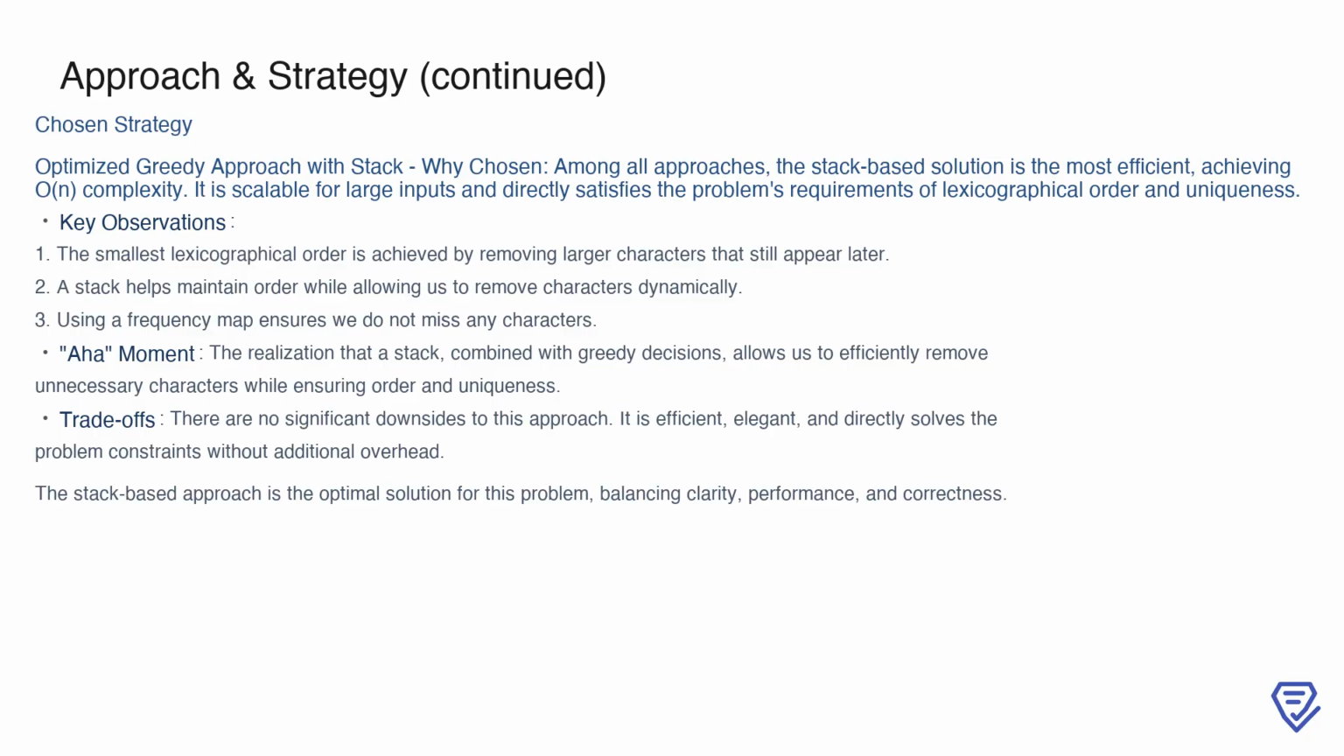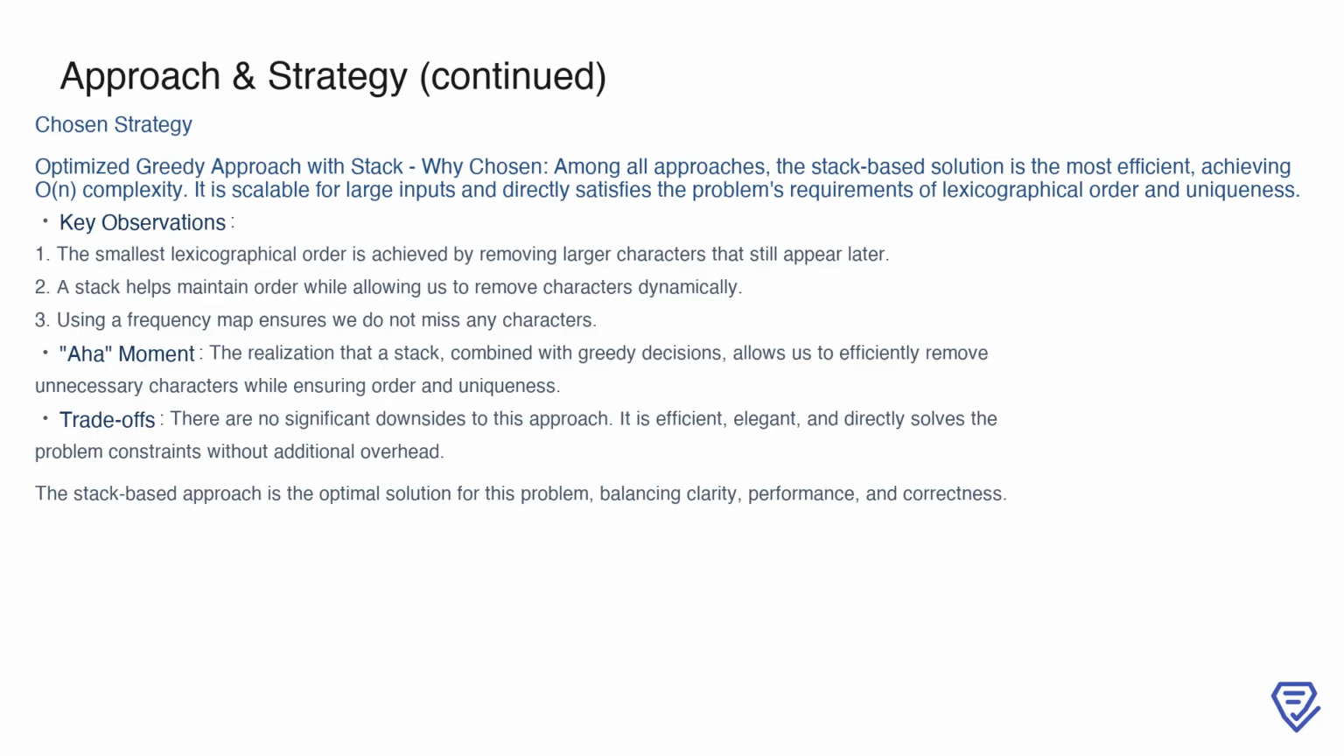Key insights that make this approach effective include recognizing that smaller lexicographical order can be achieved by removing larger characters that still appear later, and that a stack is ideal for maintaining order while dynamically removing unnecessary characters. The frequency map plays a crucial role in ensuring that no characters are missed. The aha moment for this solution was realizing that greedy decisions, combined with the stack structure, allow us to resolve the problem efficiently without relying on additional overhead like sorting.